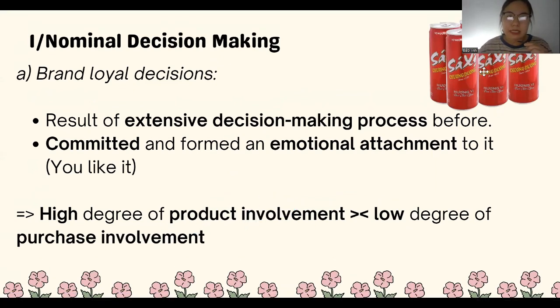This is the result of an extensive decision-making process before. Like the first time you want to buy a soft drink for your family, you consider alternatives and prices a lot, so you choose one brand, maybe Sasa. You believe that it meets your overall need. You commit and form an emotional attachment to it. You like it, and you have a high degree of product involvement. That's why you have a low degree of purchase involvement after that: you are not really interested in or considering alternatives when you decide to buy that top brand product for your family the next time.